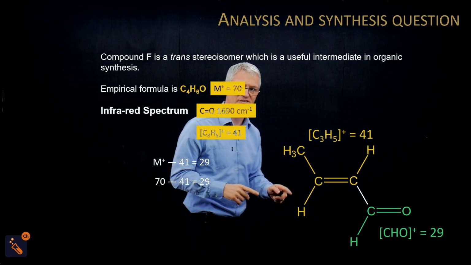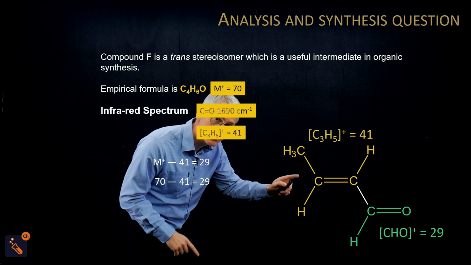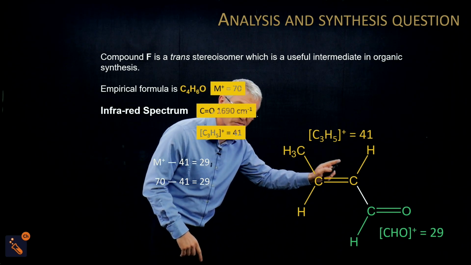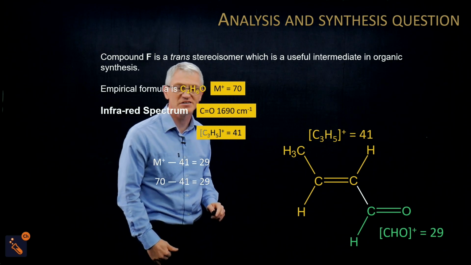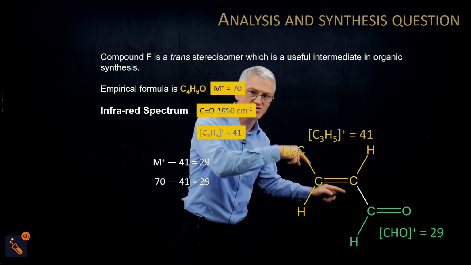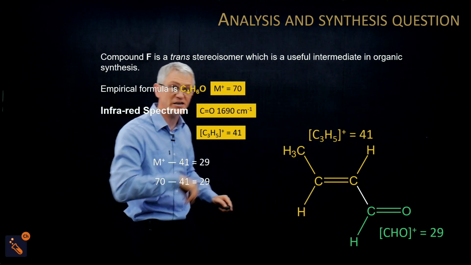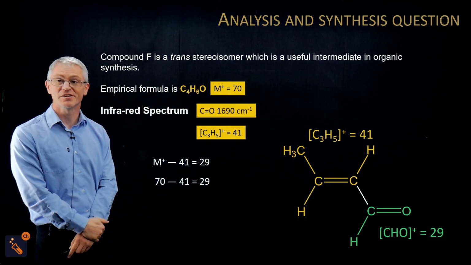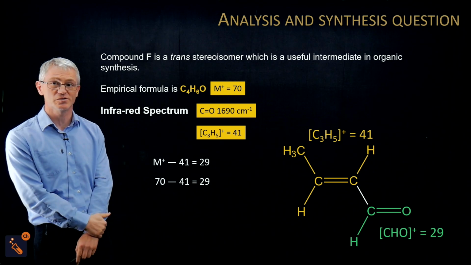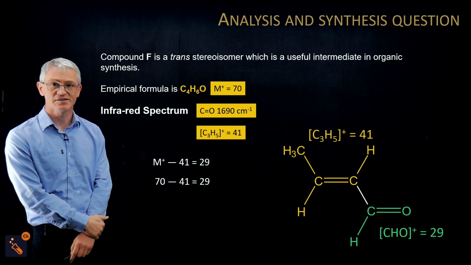Now the other thing is this. If you look here, you can see that this CH3 is pointing up and this CHO is pointing downwards. So we've got trans, where the hydrogens are pointing in opposite directions. So we've got trans, and that goes back to our trans stereoisomer right at the start. This is probably the most difficult one you'll get, I would imagine, at AS.